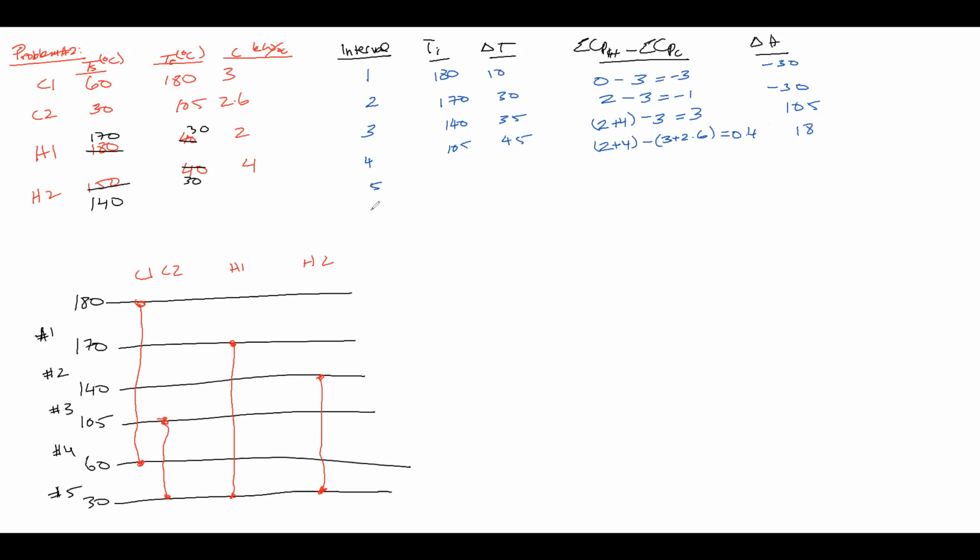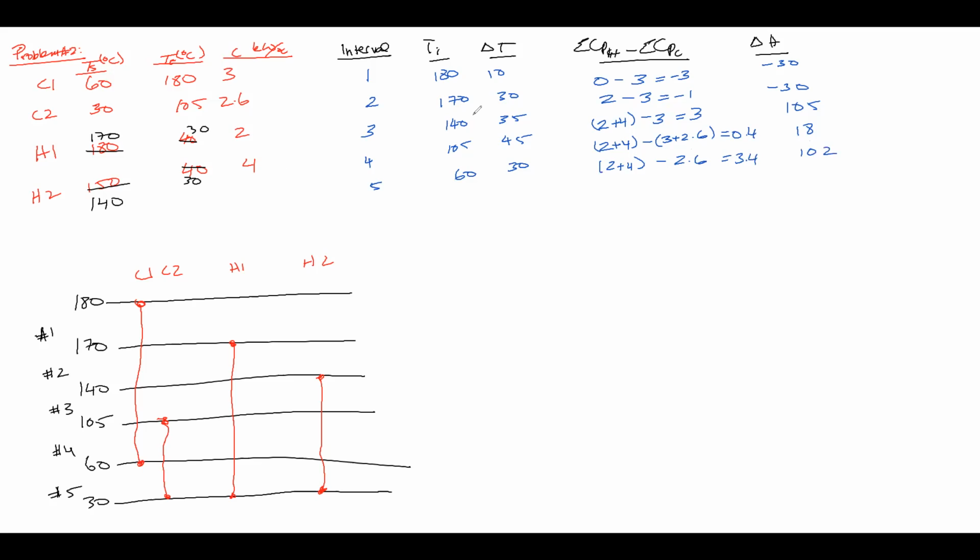And then my last interval is 5. Initial temperature is 60, delta T in this case is 30. Summation of Cp hot, I have the 2 hot streams here, so it's 2 plus 4, minus the cold stream C2, which is 2.6. 6 minus 2.6, that's what, 3.4. 3.4 multiplied by 30, 90 plus 12, that's what, 102. So I have everything here. I have my intervals, I have my delta H's, everything.